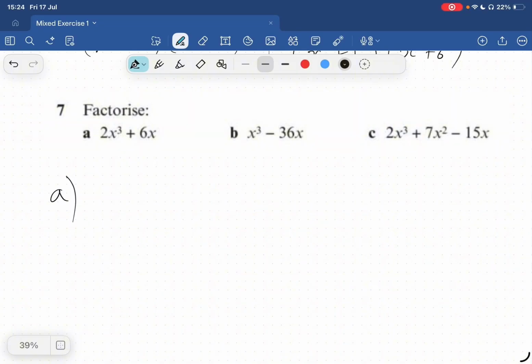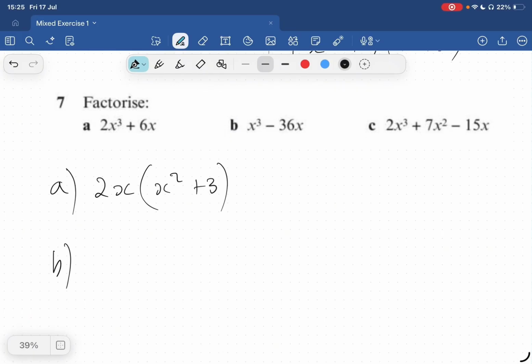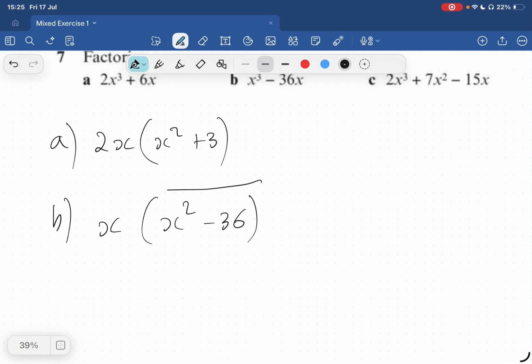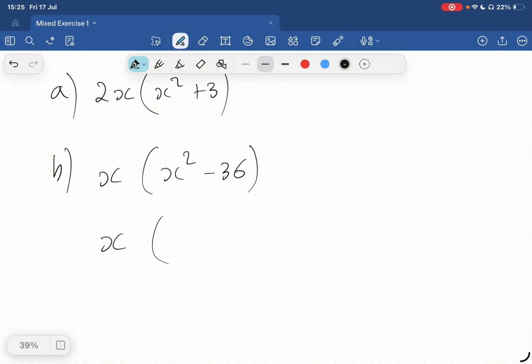Part A, we've got to find the common factor, which both are divisible by 2, both are divisible by x. What does 2x times get 2x cubed? x squared. What does 2x times get 6x? 3. This is definitely fully factorized because x squared and 3 share no common factor, well, 1 is the highest common factor. Part B. Both of them share an x. Now we've got x squared minus 36. This is the part where you can't just stop here. This can be factorized further. This should ring a bell from GCSEs, so let's factorize this further.